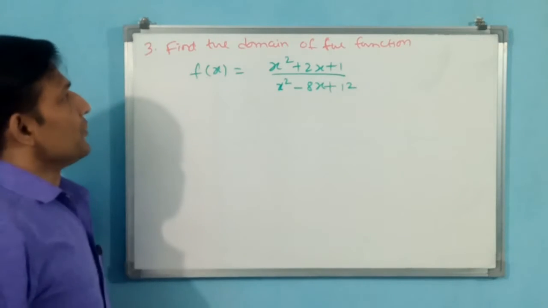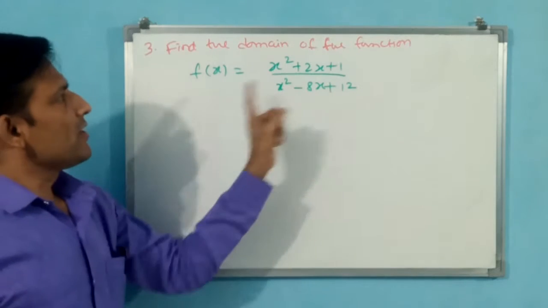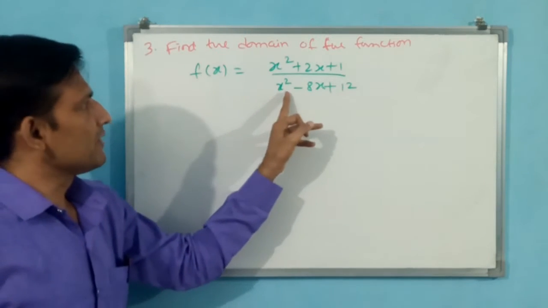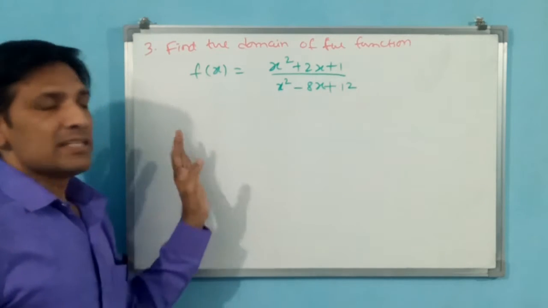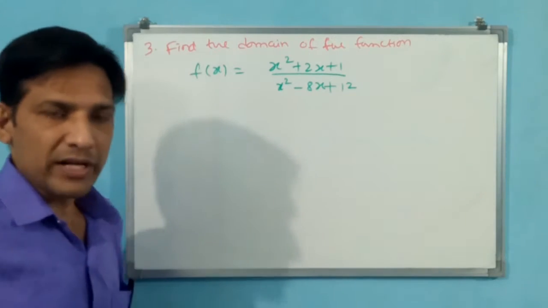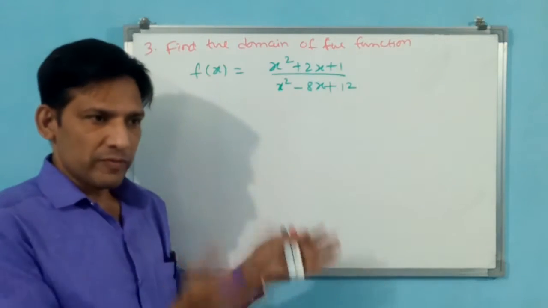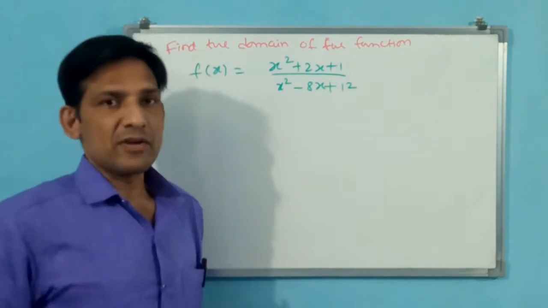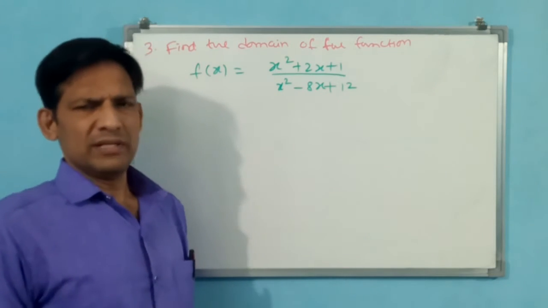Okay. See the third question, what he is asking. Find the domain of the function f of x is equal to x square plus 2x plus 1 divided by x square minus 8x plus 12. Okay, here he is asking us to find the domain. Domain means all real numbers you cannot give. You have to see which real number, if you give, whether a result is coming or not. If the result is not coming, undefined is coming, means that input you should not give. Domain is like that, input only.